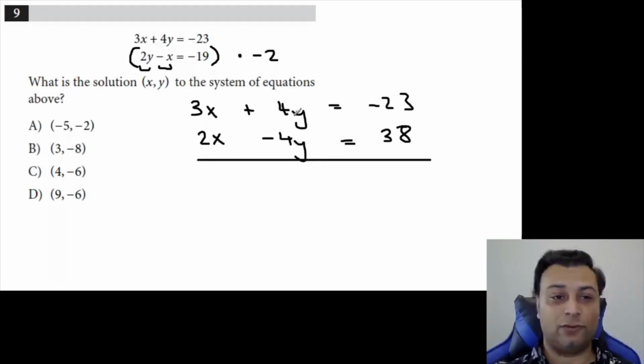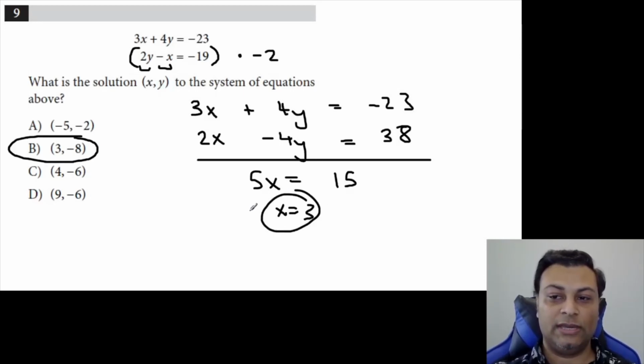Now we have a system of equations that's lined up, ready for solving by elimination. Because these 4y and negative 4y will sum to 0, leaving you with just 5x equals, and 38 minus 23 is 15. Divide by 5 and x equals 3. We don't have to get y because we already have an answer. The answer is B. But if you plug this 3 back into either equation, you can get y equals negative 8. But we don't need to do that. The answer is B.